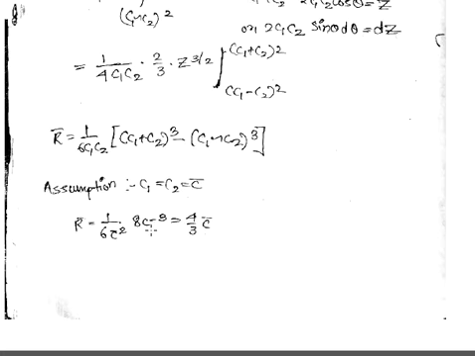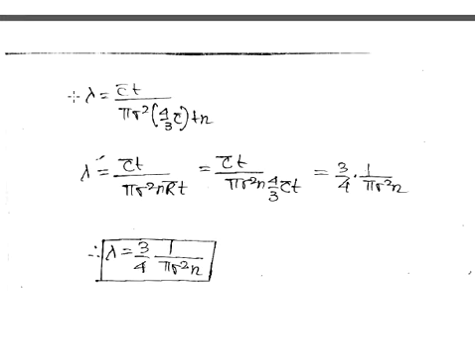Let us assume that c1 equal to c2 equal to c bar, and r bar equal to 1 by 6 c bar square times 8 c bar to the power 3, which is equal to 4 by 3 c bar. After getting the value of r bar, I got the value of lambda. You can see that after resolving it, you will get lambda equal to 3 by 4 times 1 by pi sigma square n.